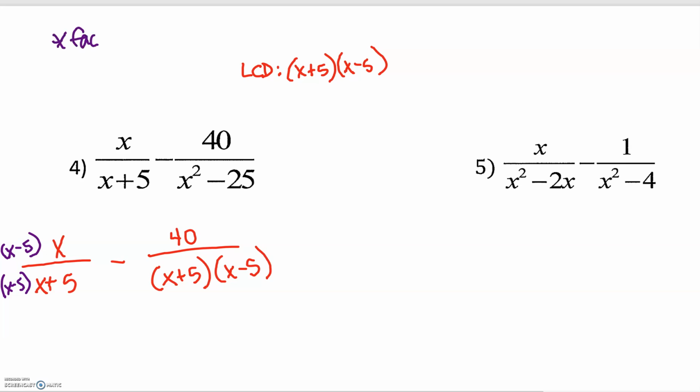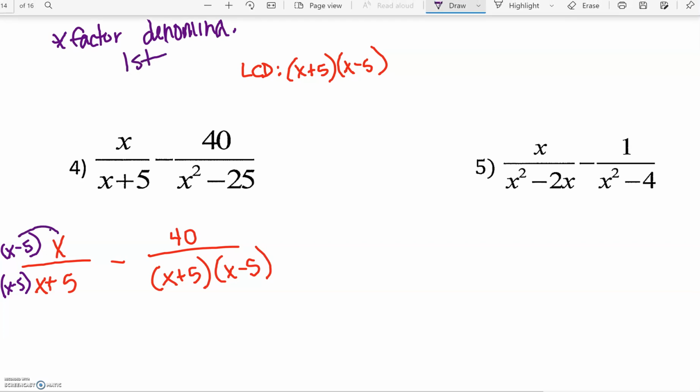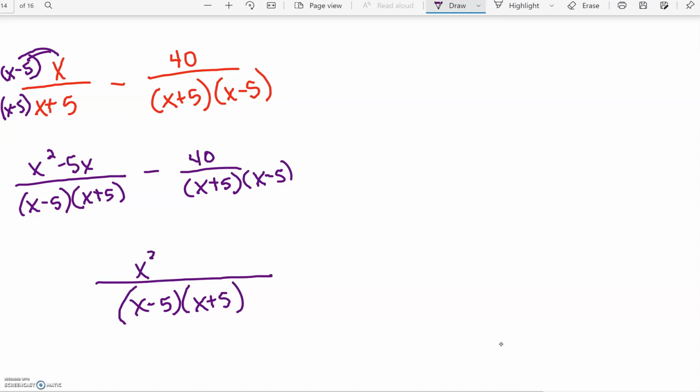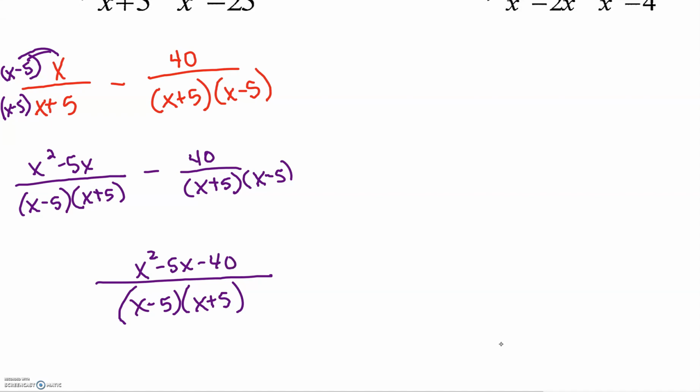So don't forget to factor the denominator first. Okay, so we're going to go ahead and distribute here to get x squared minus 5x. And I'm going to go ahead and leave my denominator kind of in its unfactored form, and notice that they match. So we can go ahead and write our denominator, x minus 5, x plus 5, and then we're going to subtract in the top here. So x squared minus 5x minus 40, and factors of 40 that add to get 5 would be none, so we are done.